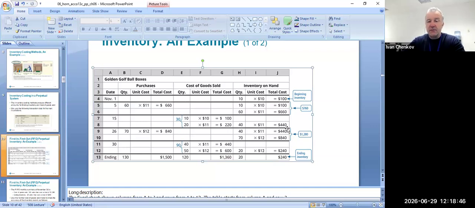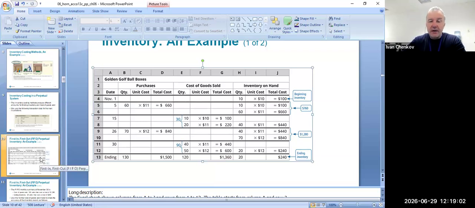What's the cost of goods sold? We check on the first sale how much we have, on the second sale what exactly item we have, what's the cost per item, and we calculate the cost. And that's how we get it.